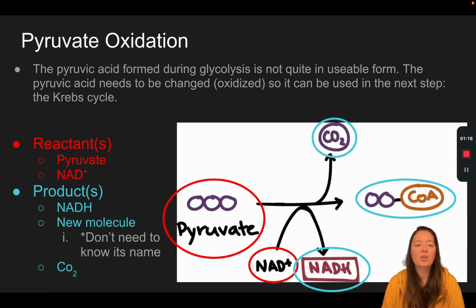So starting with that first new process of pyruvate oxidation, the pyruvic acid coming from glycolysis is going to be transformed. It's not quite usable yet by our mitochondria to be turned into energy or ATP. It needs to be what we call oxidized. It needs to have oxygen attached to it so that it can be used in the next step, the Krebs cycle. So in order to do that, we have two reactants, the pyruvate that we made during glycolysis and some NAD+. Through this process, we're going to create more NADH. Again, NADH is that energy-carrying molecule that will need that energy later on in our aerobic respiration process.